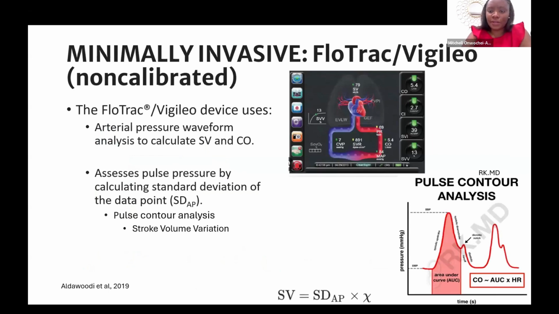And minimally invasive is your FloTrac Vigileo, which uses arterial pressure waveform. So with this, you just need a radial line, I'm sorry, an arterial line, and you get your arterial pressure waveform, and you calculate the area under the curve, and that gives you your stroke volume, and you can get your cardiac output from it by multiplying your stroke volume with your heart rate. That gives you your cardiac output. You can also get other variables like your stroke volume variation, which we will talk about later. Limitations to this is that in patients with low flow or poor perfusion, it's not as accurate.